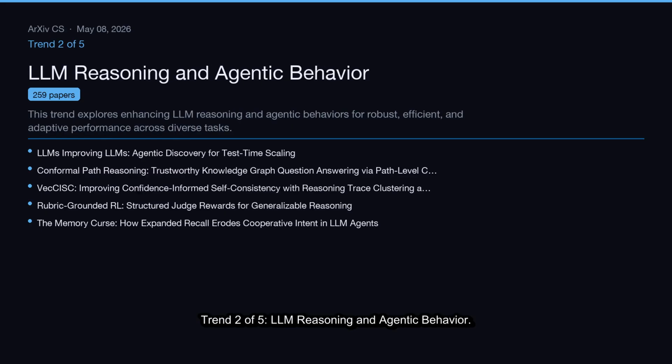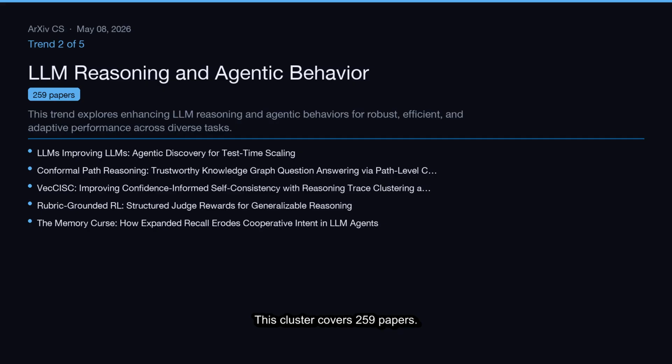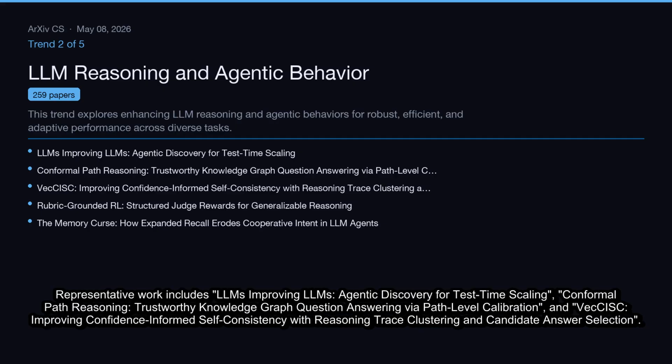Trend 2 of 5, LLM reasoning and agentic behavior. This trend explores enhancing LLM reasoning and agentic behaviors for robust, efficient, and adaptive performance across diverse tasks. This cluster covers 259 papers. Representative work includes LLMs improving LLMs, agentic discovery for test time scaling, conformal path reasoning, trustworthy knowledge graph question answering via path-level calibration, and VexSysc, improving confidence-informed self-consistency with reasoning trace clustering and candidate answer selection.